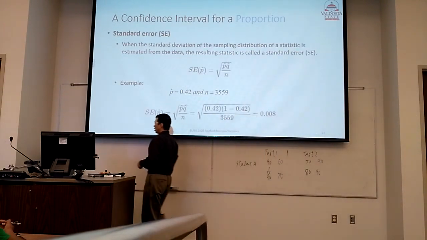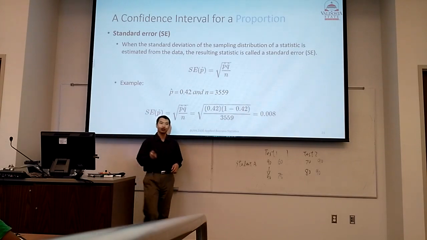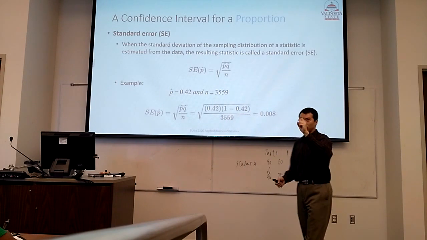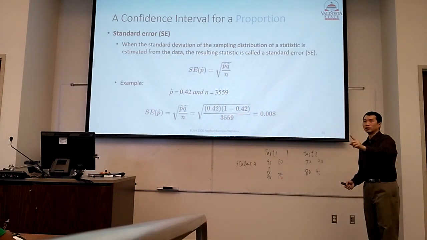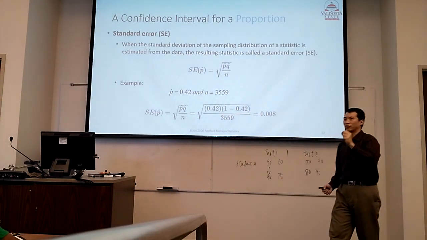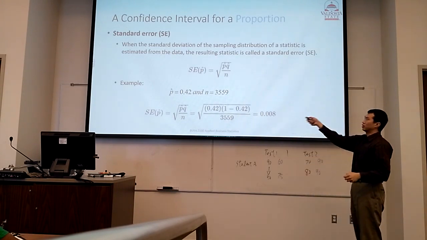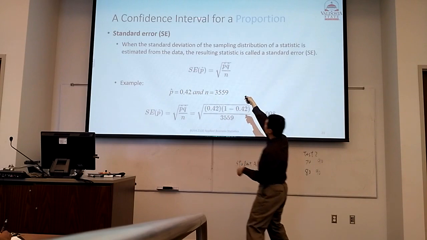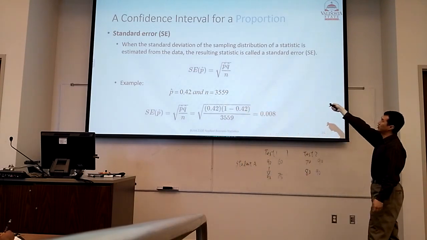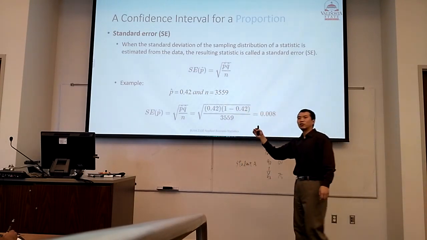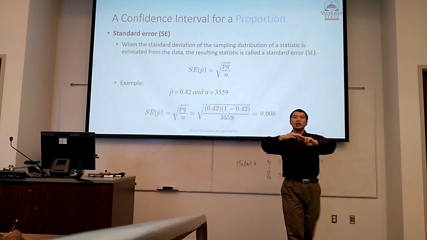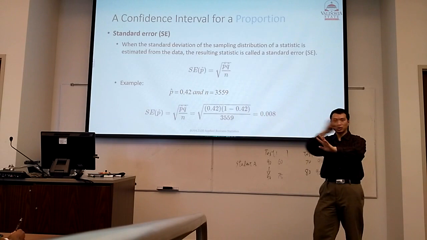In order to construct a confidence interval, we have several elements to learn. The first element is the standard error. So what is the standard error? Here, you see the title, the confidence interval for proportion. Again, for the confidence interval we also have two applications: one is the proportion, the other is the mean, similar to the sampling distribution.